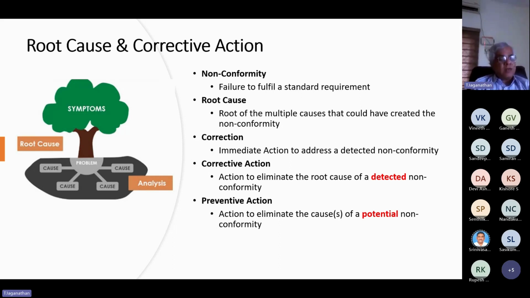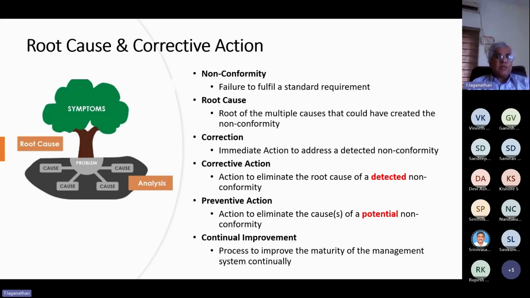For non-conformities, you don't need to mandatorily put a preventive action. The idea is that as long as you put the corrective action, probably that is what ISO has thought. As long as you identify the root cause and put a corrective action, that should be sufficient to control that non-conformity. It is not mandatory, but you can still put it. Nobody will object if you are putting it.